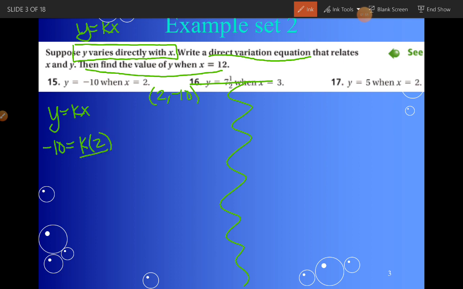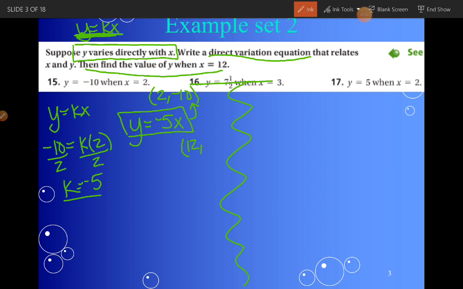So in order to get k by itself, I'm going to divide both sides by 2, and I get k is equal to -5. Okay, so that's an important feature. So the part A, the direct variation equation is going to be y is equal to -5x. I shouldn't have a k in here at all. Again, we're writing an equation that helps us with this specific coordinate point.